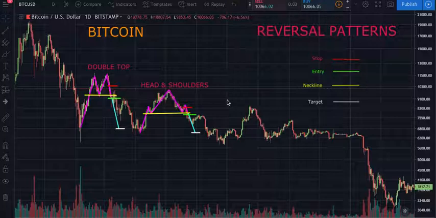Please trade responsibly. This is the Bitcoin daily chart, and we're going to be looking back here, starting first with the reversal patterns. We're going to note that the red line is the stop loss, the green line is our entry point, the yellow is the neckline where applicable, and then the white line is going to be our target.